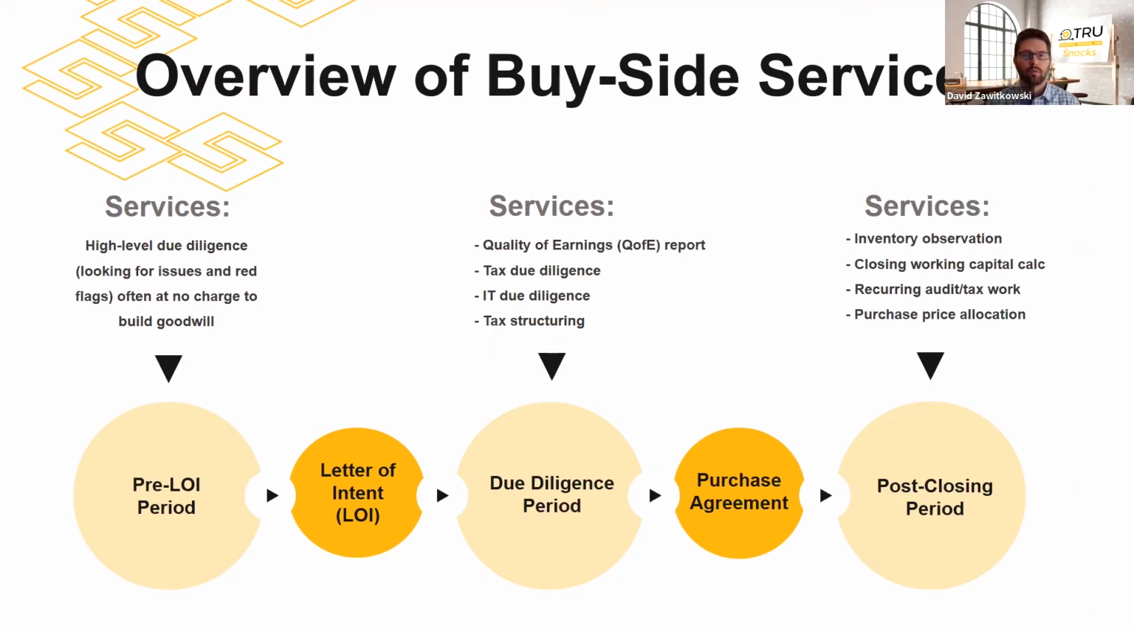This is what I mentioned before in terms of post-closing assistance. Usually around 60 to 90 days after the transaction, the buyer will recalculate the seller's balance sheet as of closing, and based on the net working capital calculation and the peg that was agreed to in the purchase agreement, there may be a cash adjustment there. We also do recurring audit and tax work, and then we do the purchase price allocation as well.